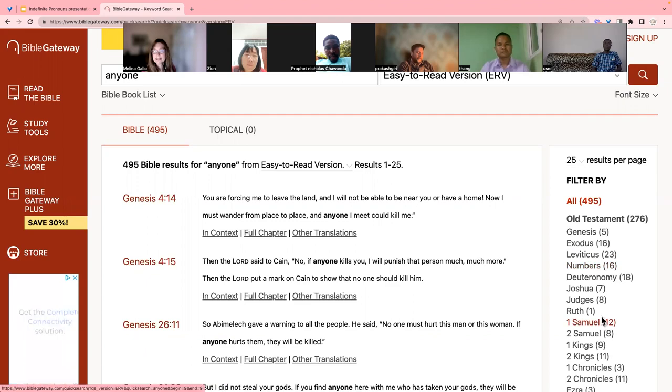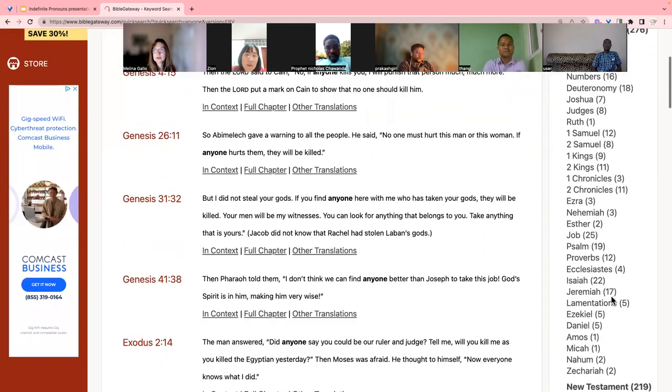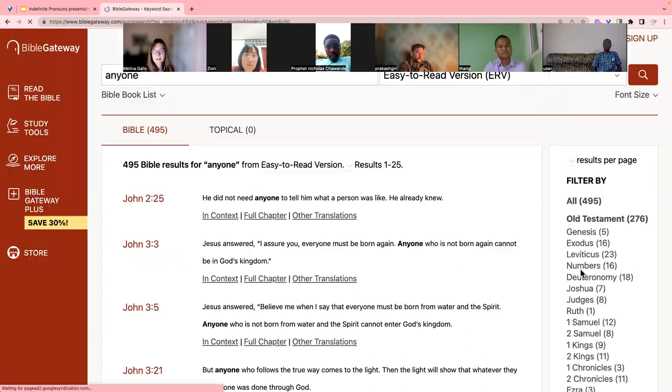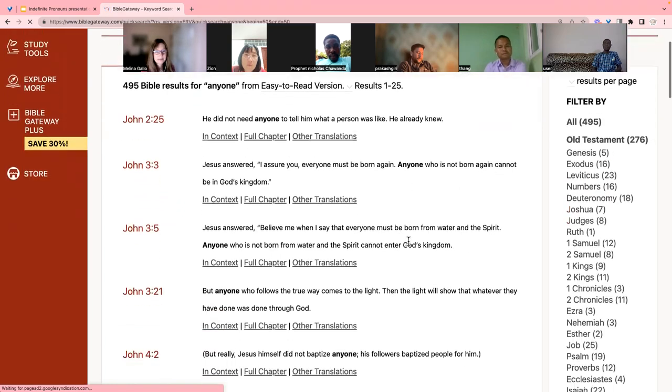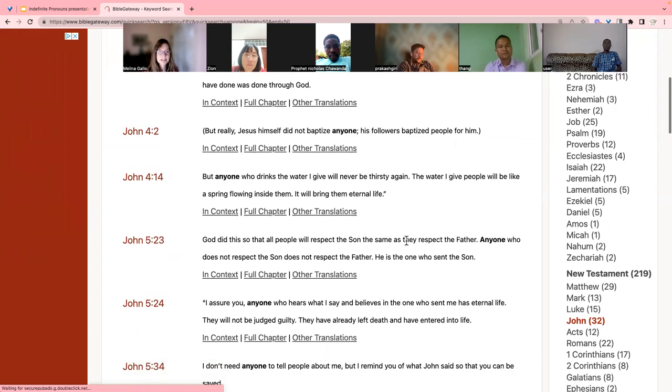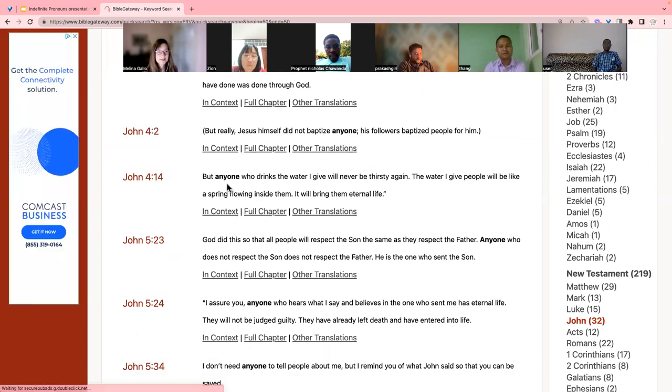And if we go down here over on the right, it shows you each book of the Bible and how many times it appears. So I often like to take examples from the Gospels. So I'm going to go here to John, and we can see the word anyone appears 32 times in the Gospel of John in this version. And we can see how Jesus has used this word.